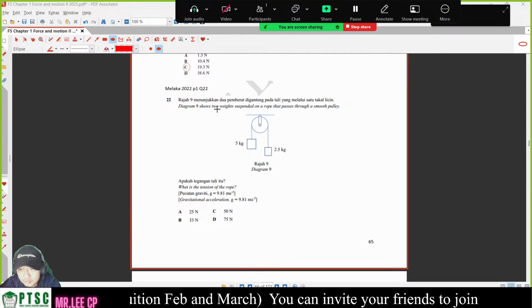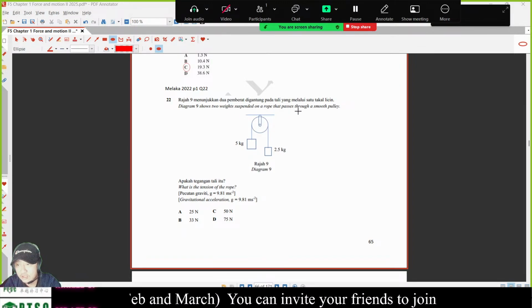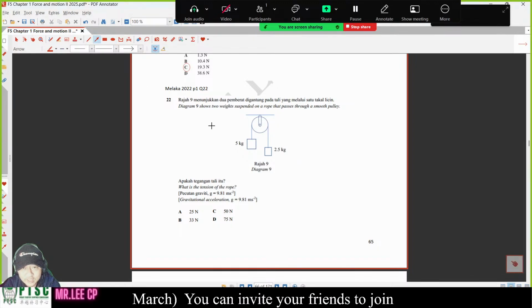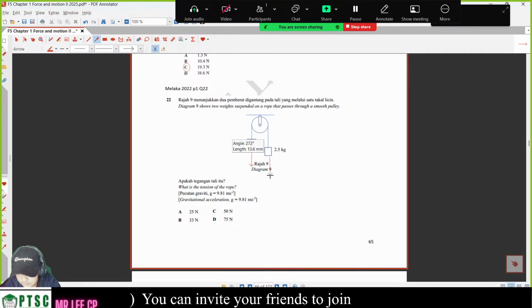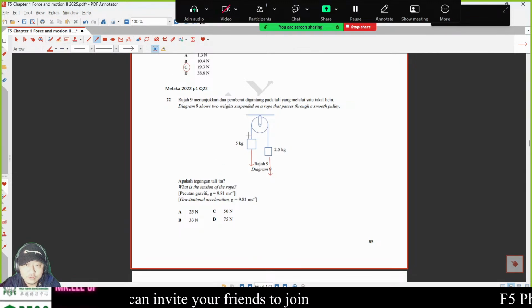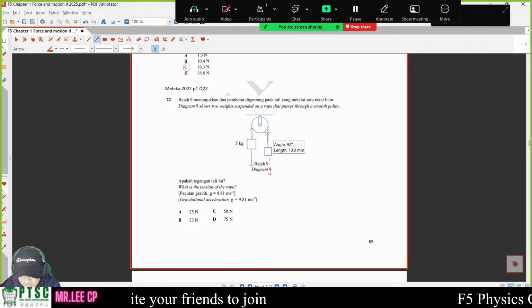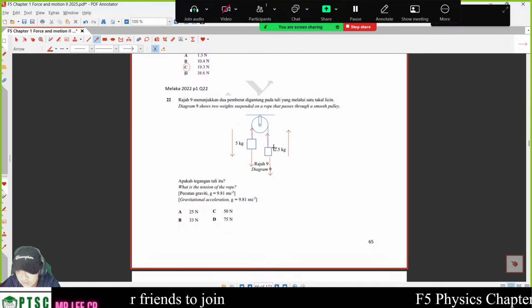Diagram 9 shows two weights suspended on a rope that passes through a pulley. Alright, so you have a weight here and a weight here. They ask you what the tension is. So no way, you have to do all the equations out. This one is heavier, so it is going down. This one is going up.